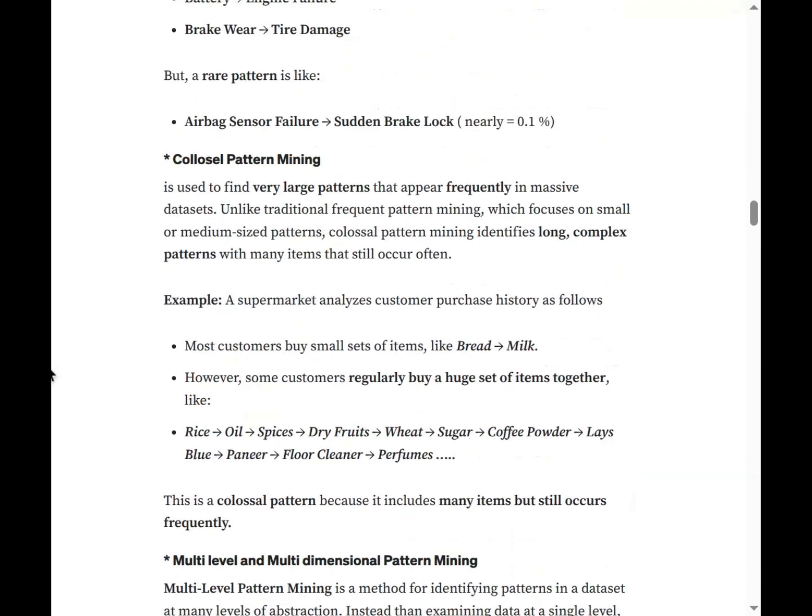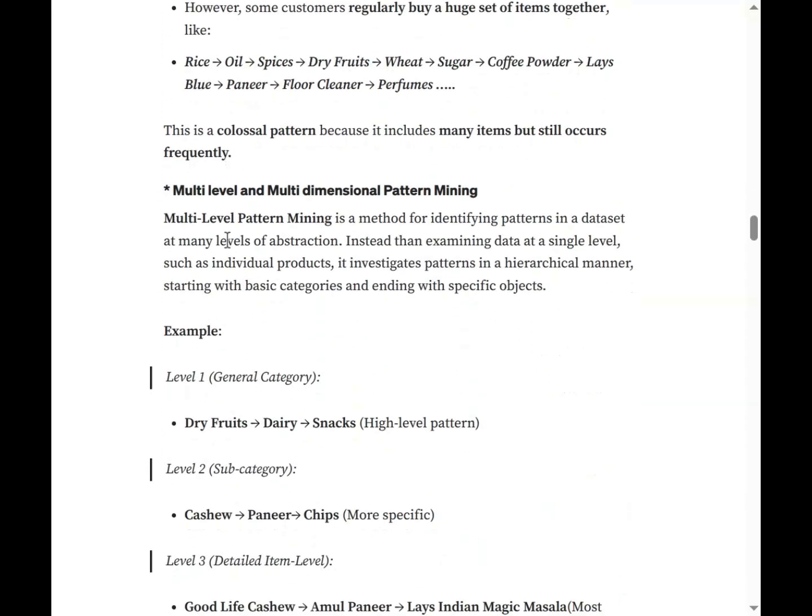Then we'll be moving to colossal patterns. Colossal pattern mining deals with very large itemsets that still occur frequently. For instance, a customer might buy 10 plus items in one go. If this pattern is repeated often, it becomes a colossal pattern. So let us move to this example. So this is a colossal pattern.